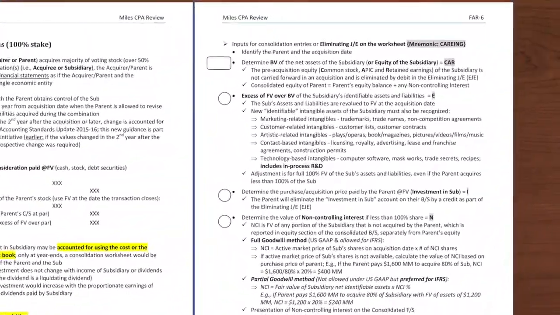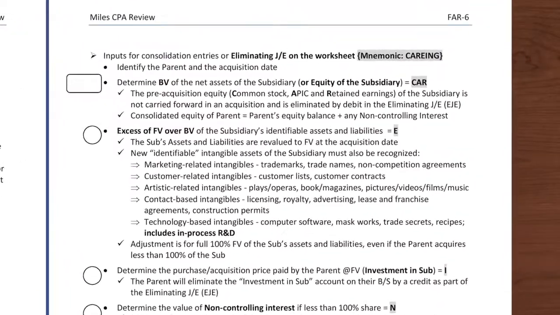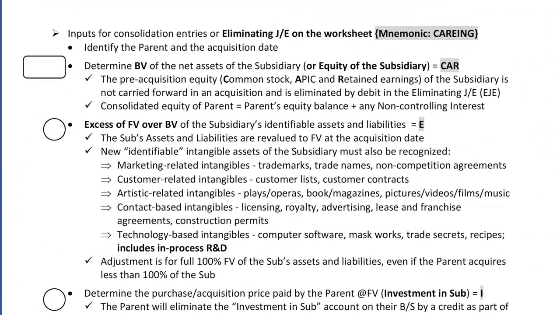On page 5, we are looking at the eliminating journal entry, and our mnemonic is CARE-ING. So the parent tells the subsidiary, I still care for you. On the first bubble there, write CAR and highlight: determine book value of the net assets of the subsidiary, or the equity of the subsidiary. So you want to eliminate the common stock, APIC, and retained earnings of the sub.